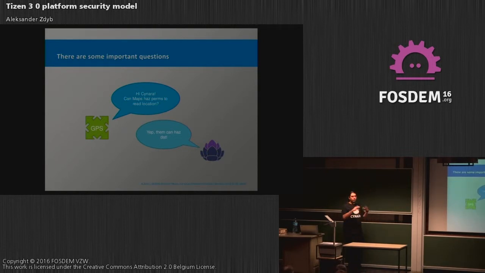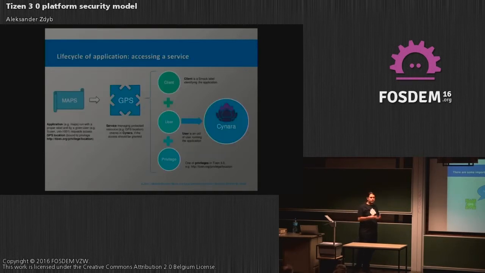So, how does it work in general? We have, as an example before, some application, for example maps, which wants to know the location of the device. So it comes to the GPS and asks about the location. GPS asks Cynara and gets the answer. How does it look in more detail?